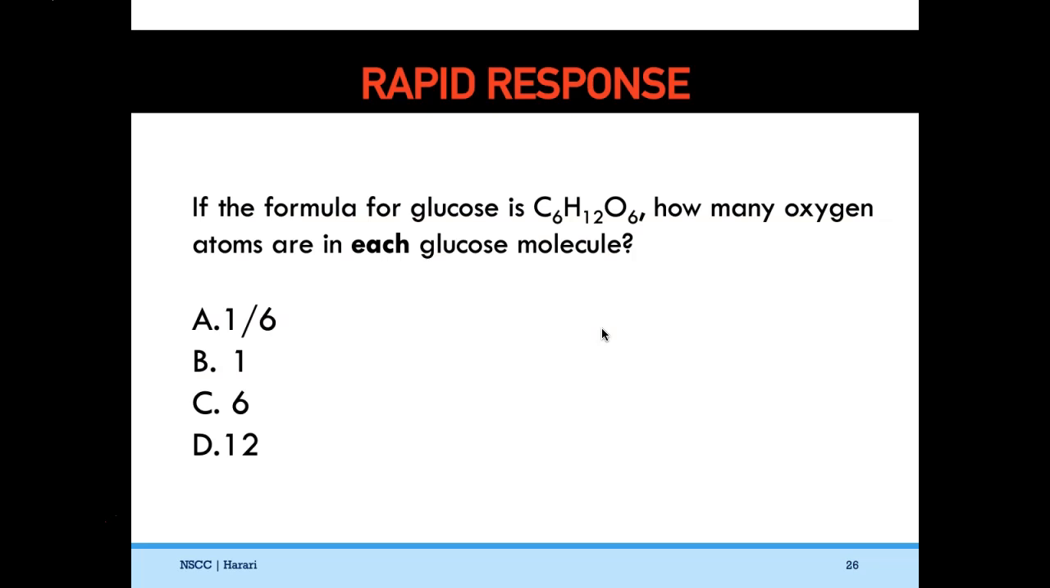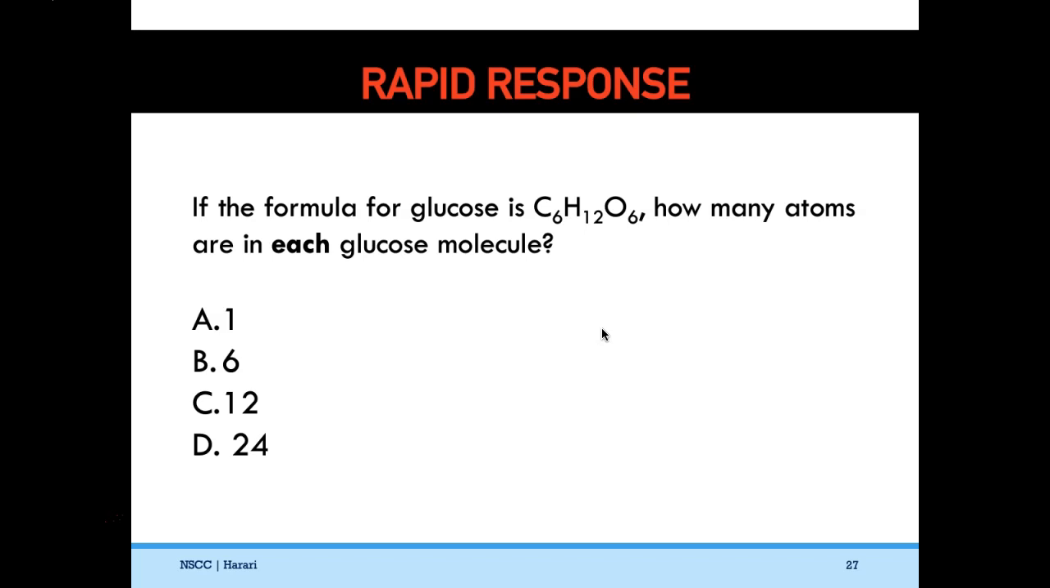So pause the video here and see if you can answer this question. So the answer is there are 6 oxygen atoms in each glucose molecule. How many atoms are there in each glucose molecule? So pause here. The answer is D, 24. Right, there's 6 plus 12 plus 6 atoms. Overall, there are 24 atoms in each glucose molecule.